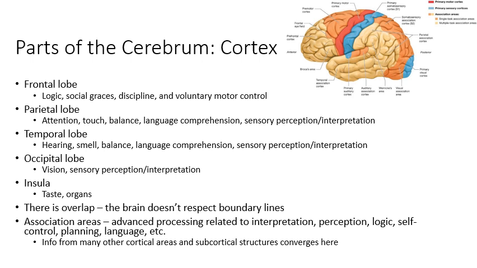In the temporal lobe, that's the one that's on the side. So that's right here. Kind of goes back roughly that much. Again, its posterior border is not well defined. The temporal lobe is responsible for your sense of hearing and smell and balance, in conjunction with the parietal lobe, and also for language comprehension in conjunction with the parietal lobe again, and for sensory perception and interpretation.